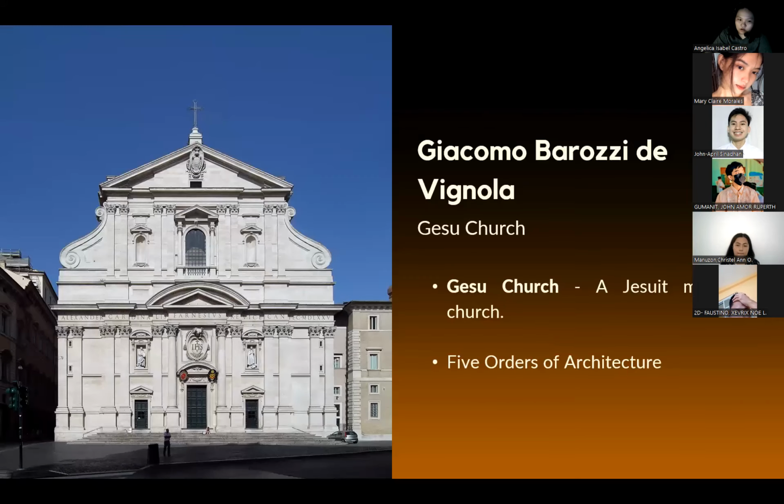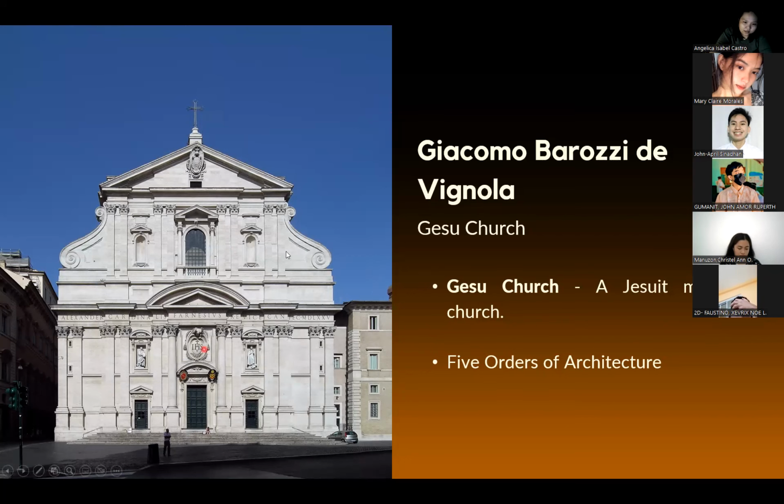So another structure of your late Renaissance is from Giacomo Barozzi da Vignola. This is the Jesuit church. It resembles the Santa Maria Novella a little bit because of the consoles. The Jesuit church is the Jesuit mother church. This guy da Vignola also wrote the 5 orders of architecture. You see now they're writing more and more books.